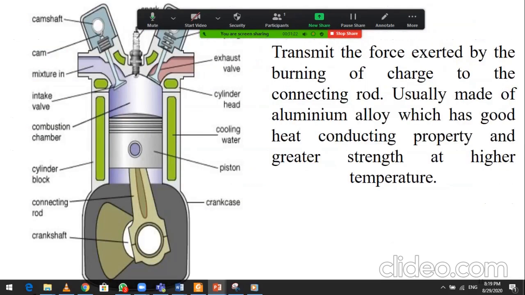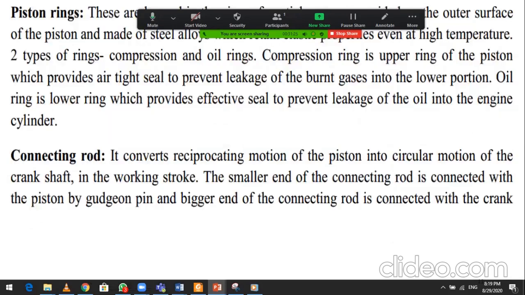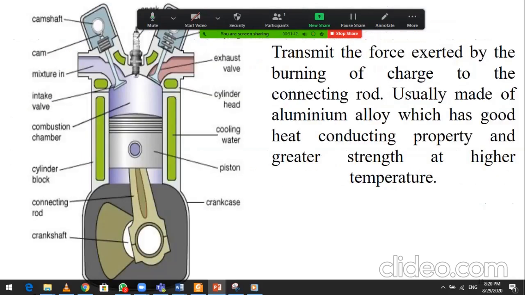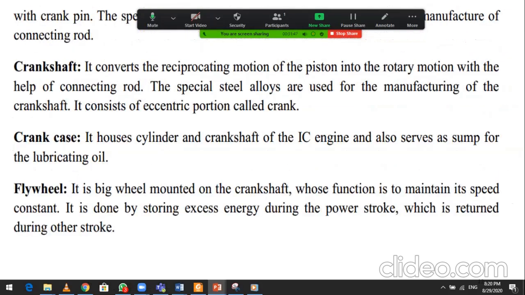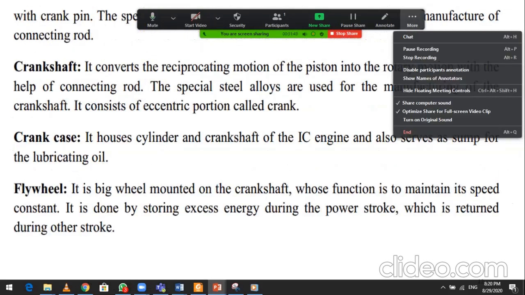What is a connecting rod? You can see the connecting rod. It converts reciprocating motion of the piston into circular motion of the crankshaft in the working stroke. The smaller end of the connecting rod is connected with the piston by the gudgeon pin, and the bigger end of the connecting rod is connected with the crankshaft. Okay, so the crankshaft is attached here with the crank pin.